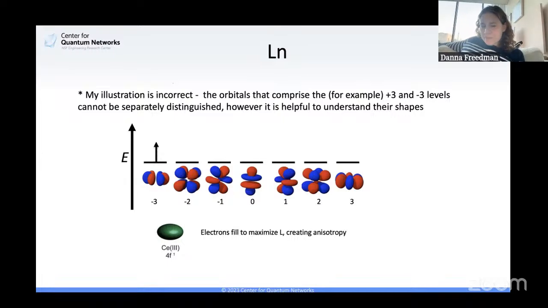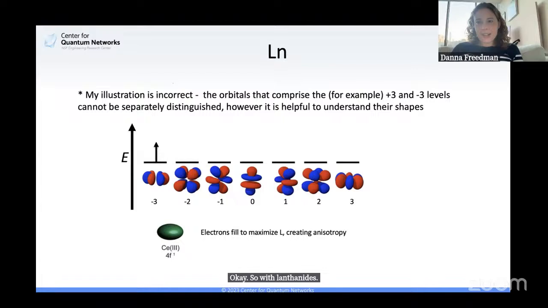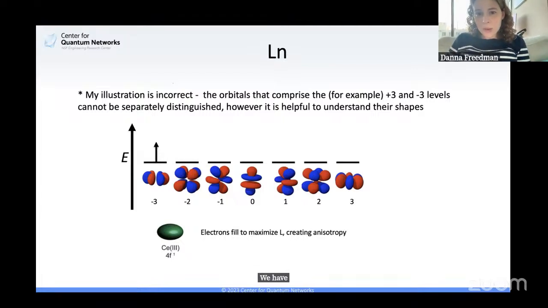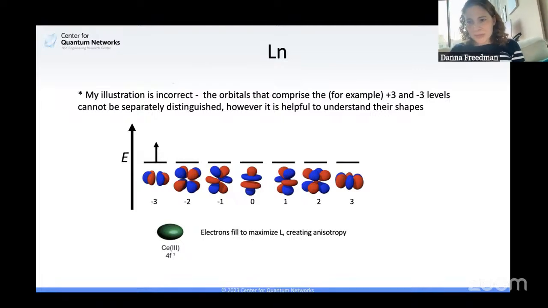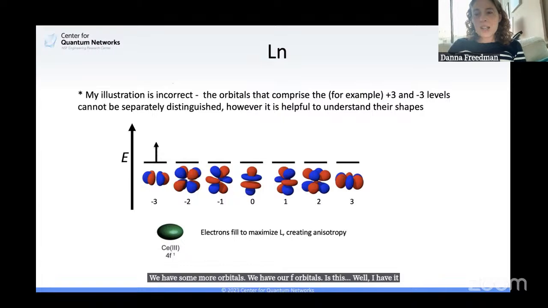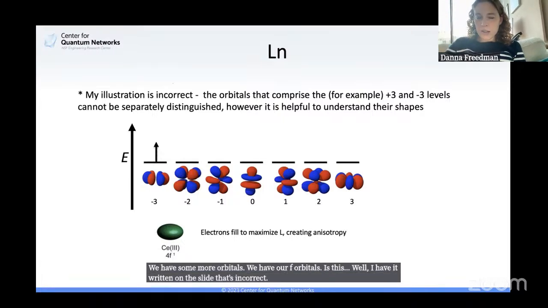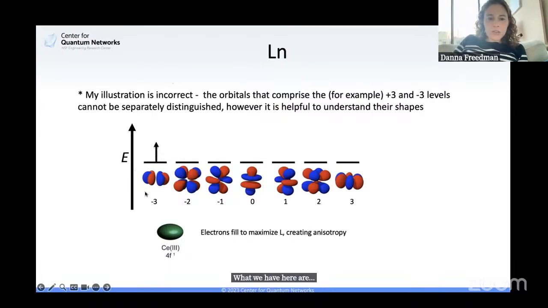Okay. So with lanthanides, we have some more orbitals. We have our f orbitals. I have it written on the slide incorrectly, but what we have here are a collection of f orbitals.